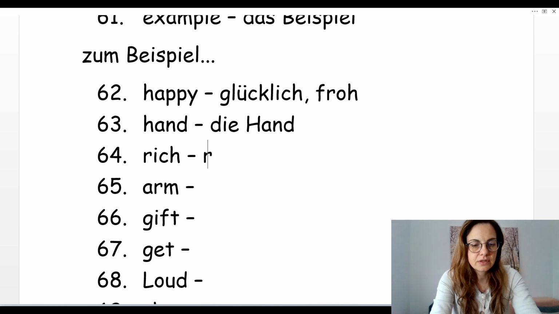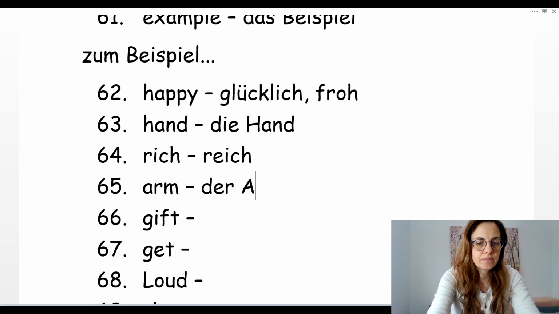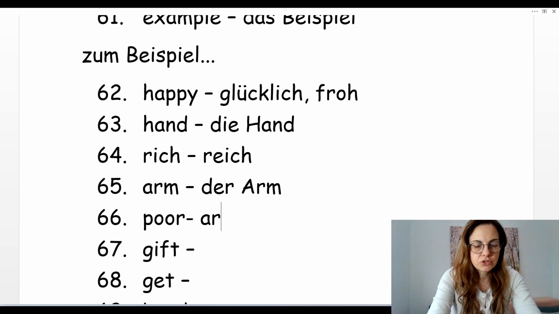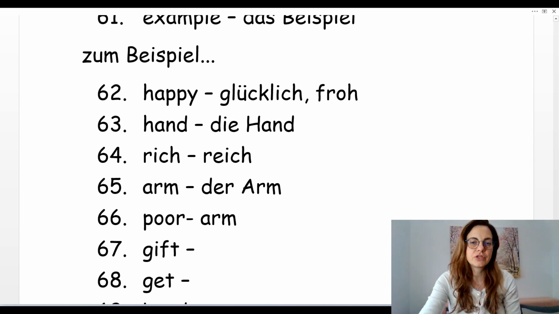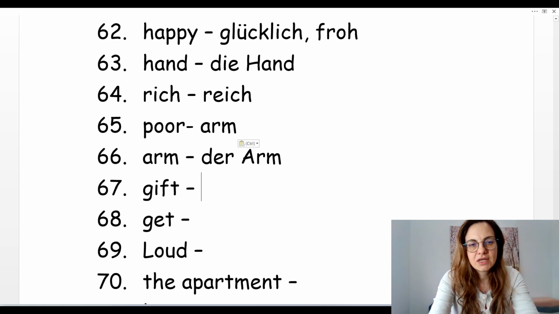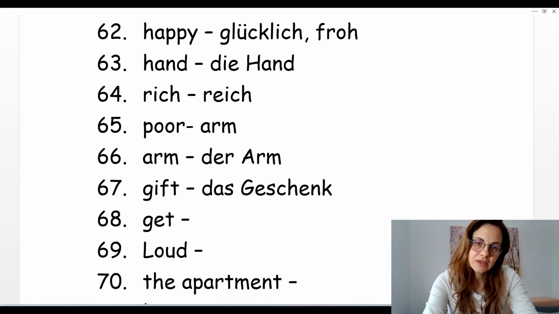Rich is reich. Poor is arm, and arm is also your arm, der Arm. Gift is das Geschenk. And Gift in German means poison. Gift is poison, and Geschenk is gift.